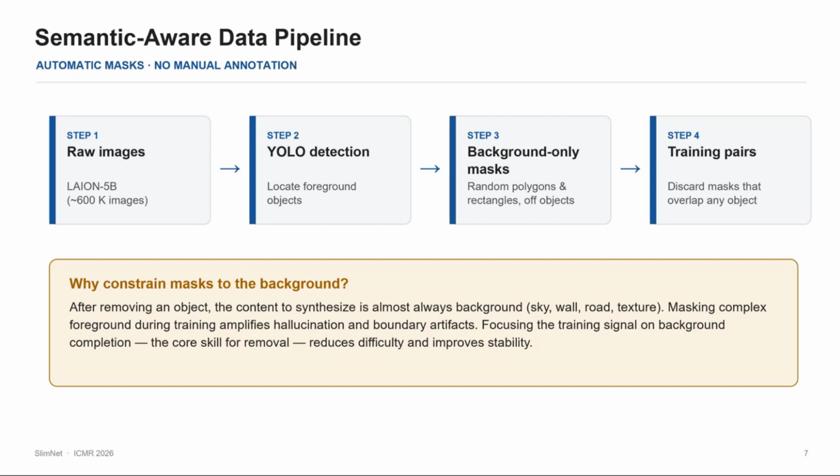Why constrain mask to the background? Because in object removal, the content to synthesize after deleting an object is almost always background, like sky, wall, road, texture. If we instead mask complex foreground during training, we amplify hallucination and boundary artifacts. By focusing the training signal on background completion, the core skill for removal, we lower the difficulty and improve stability. This is the data side counterpart to our architecture efficiency.